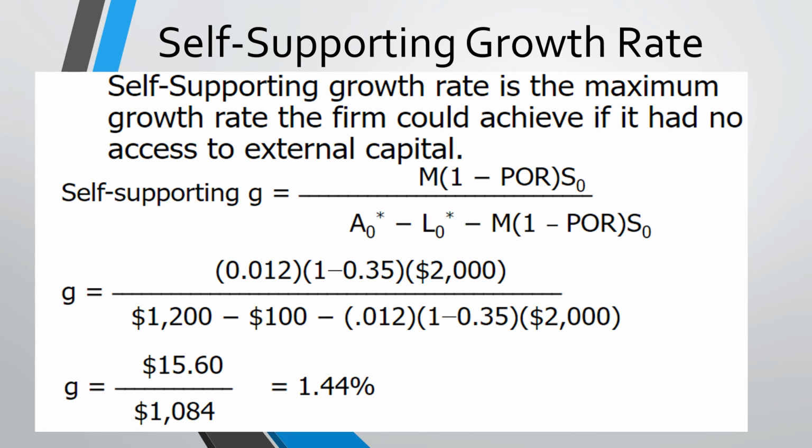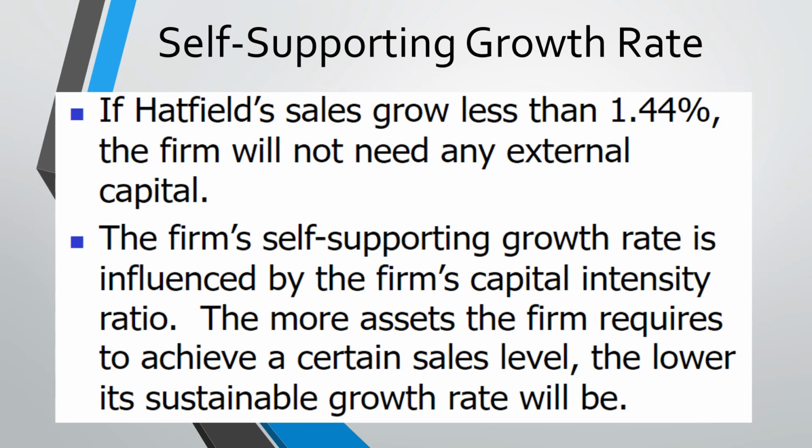So as you can see, we have here 15.60 over $1,084, which equals 1.44%. So as discussed, for the self-supporting growth rate, if Hatsfield sales grow less than 1.44%, the firm will not need any external capital. The firm's self-supporting growth rate is influenced by the firm's capital intensity ratio. The more assets the firm requires to achieve a certain sales level, the lower its sustainable growth rate will be.